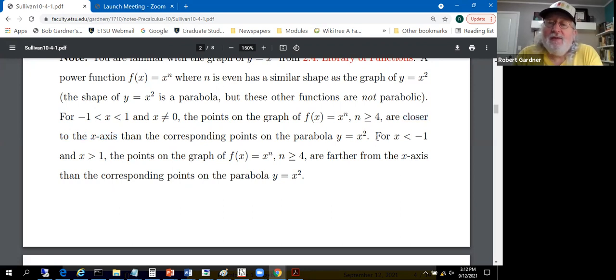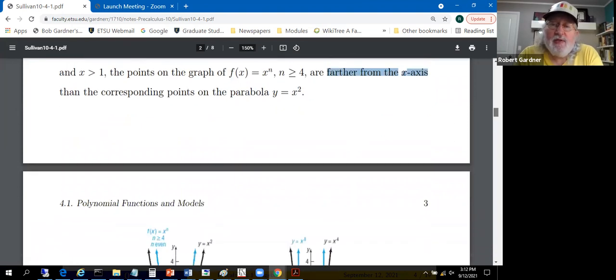For x less than -1 or greater than 1, this is all the other x values except for 1 and -1, the points on the graph of f of x equals x to the n are farther from the x-axis than the corresponding points on y equals x squared. That's what we just illustrated. Not only that, the bigger n is, the farther these are from the x-axis, and the closer the others are to the x-axis for various input values. That's also illustrated in the figure below.